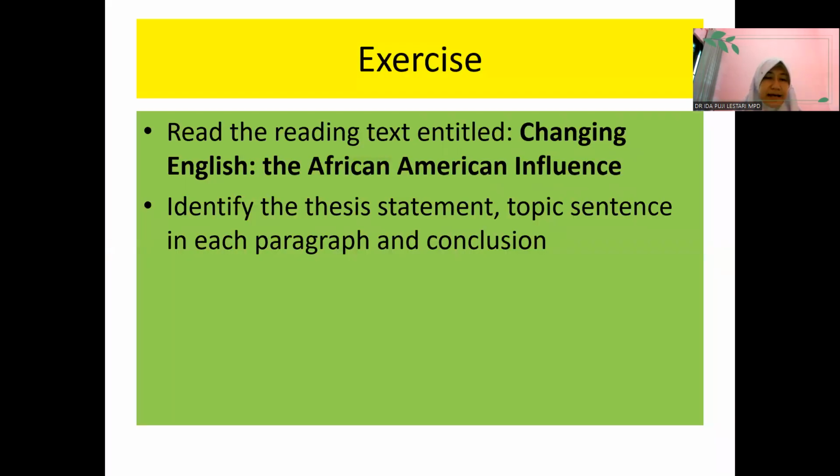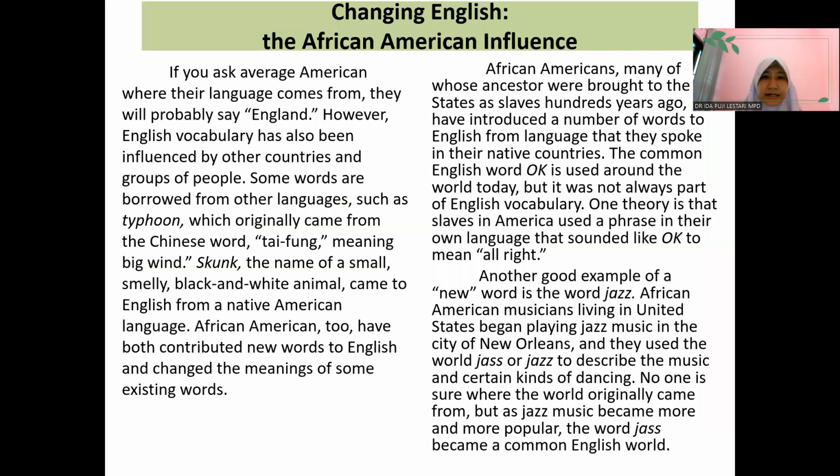For the exercise, you can read the reading text entitled Changing English, the African American influence, and then identify the thesis statement, topic sentence in each paragraph, and conclusion. Okay, so this is the exercise for the next meeting.